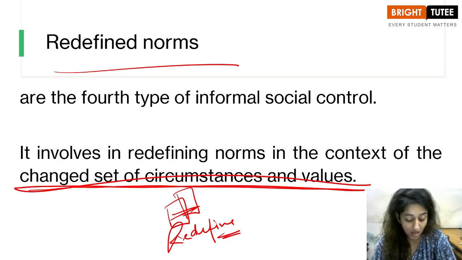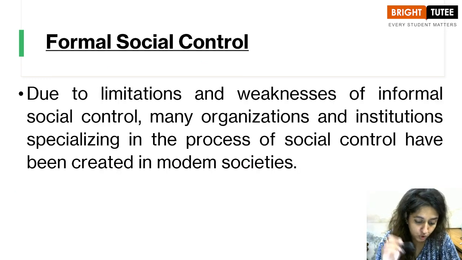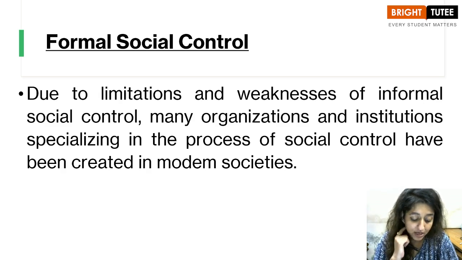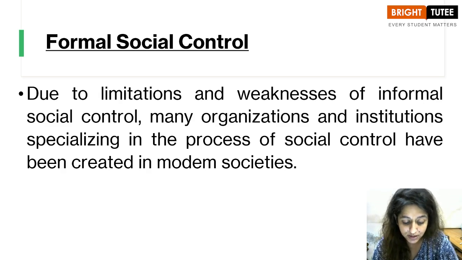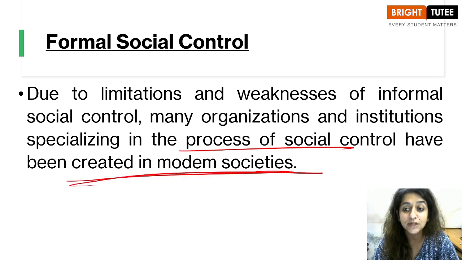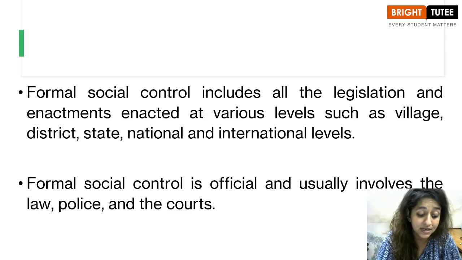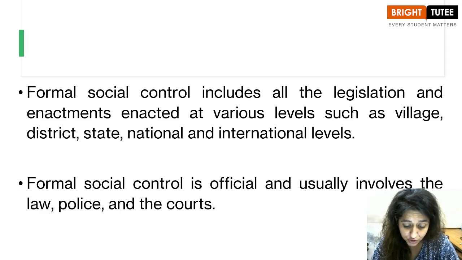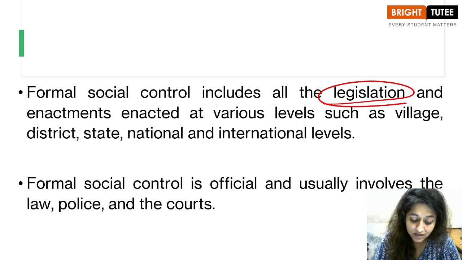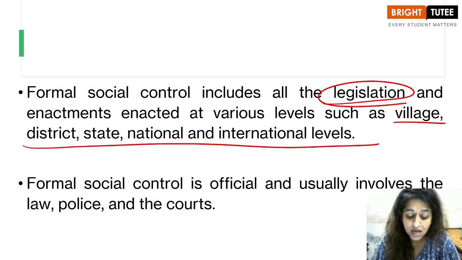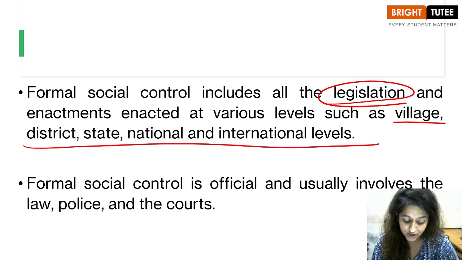Now, talking about formal social control, due to the limitations and weaknesses of informal social control, many organizations specializing in the process of social control have been created in modern societies. What are these? Let us understand. Formal social control includes all legislation and enactments enacted at various levels such as village, district, state, nation, and international levels.